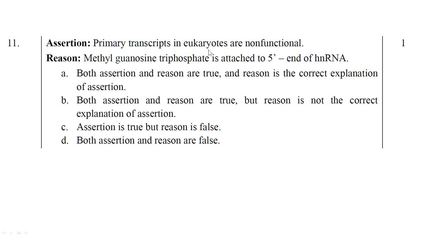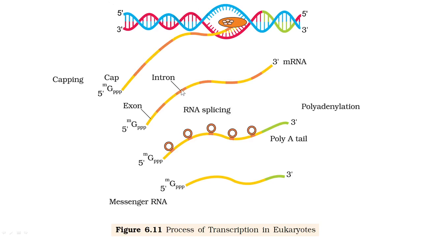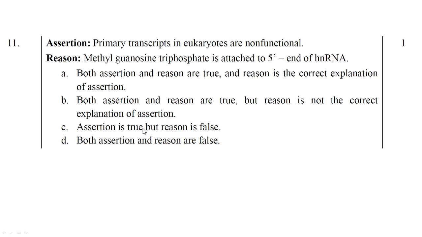The primary transcripts in eukaryotes are non-functional just because there are introns present between exons. They are split genes. Introns are present between exons. So therefore, the primary transcript is non-functional just because of that. It's not because there is a G cap over here. So therefore, the correct selection is both assertion and reason are true, but the reason is not the correct explanation of the assertion. So the reason does not correctly explain the assertion. So you should select option number B.